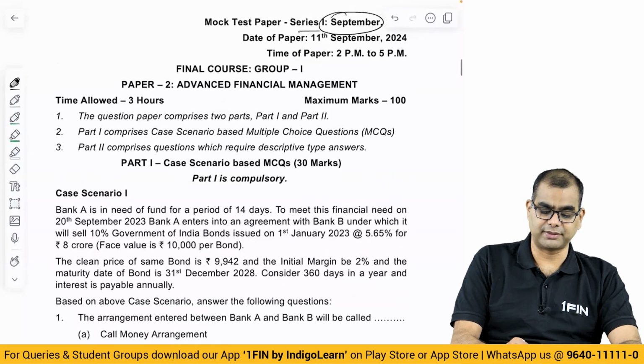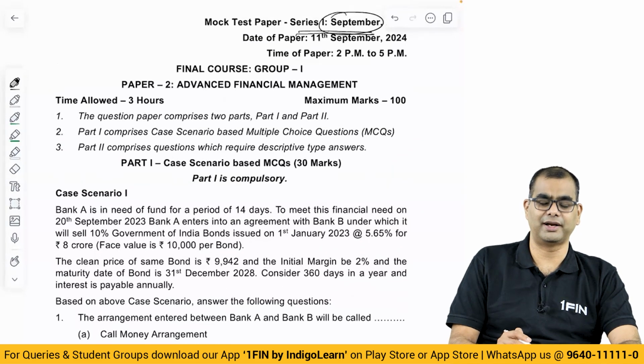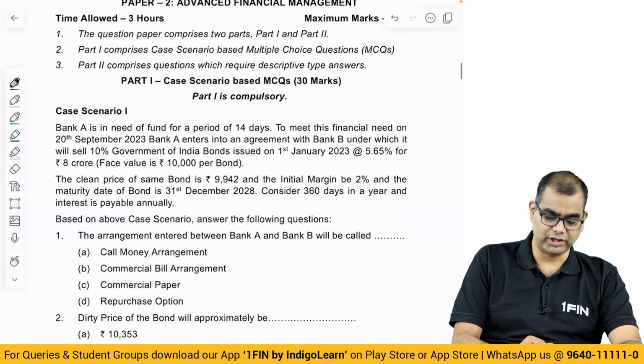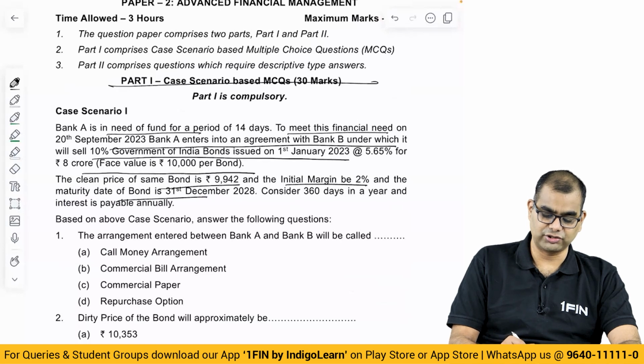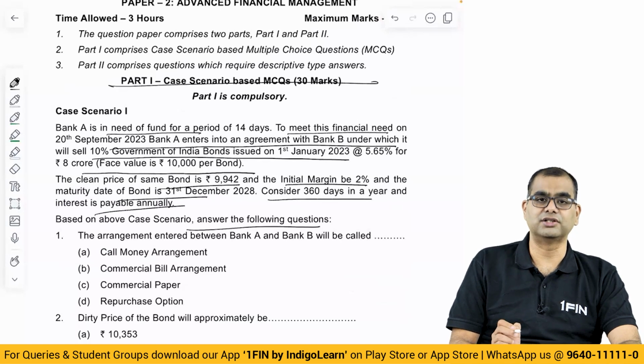First I look at series 1, that is the September MTP. In that, let us look at the first MCQ. Bank A is in need of funds for a period of 14 days. To meet its financial need on 20th September, it enters into an agreement with Bank B, which would sell 10% government bonds issued on 1st Jan at 5.65% for 8 crores. Face value is 10,000 per bond. Clean price is 9942. Initial margin is 2%. Maturity date is 31st December 2028. Consider 360 days in a year. Interest is payable annually. Based on the above, answer the following.